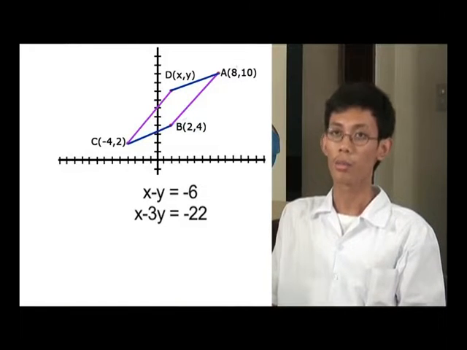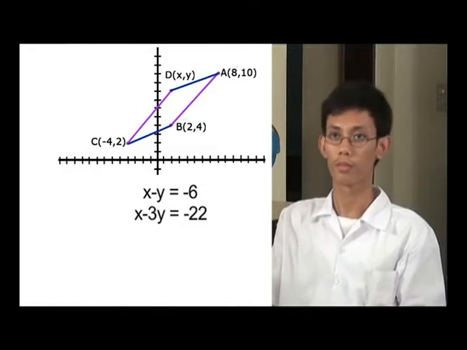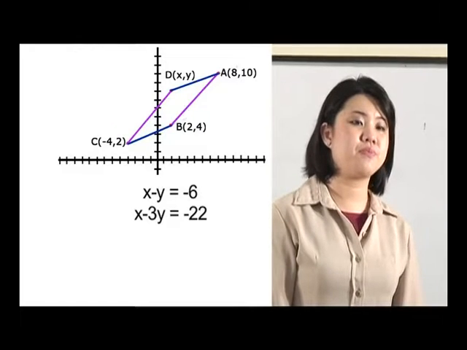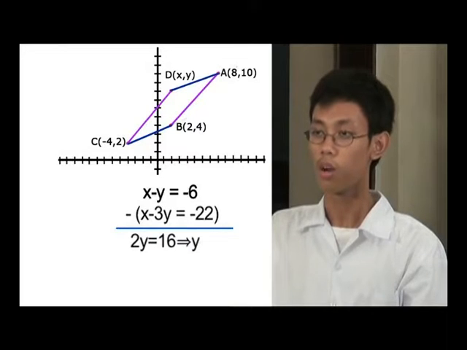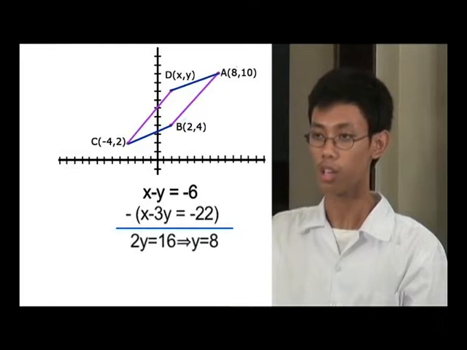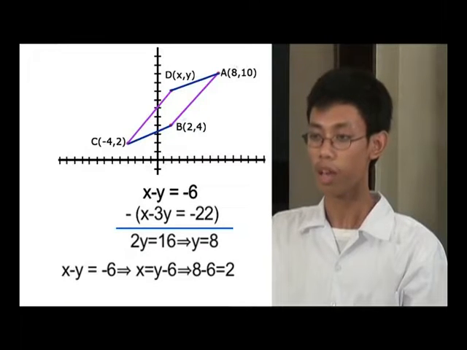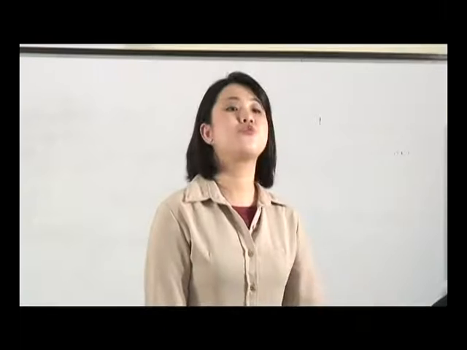Miss Michelle, may I solve it? Go ahead, Joseph. Subtracting the second from the first gives 2y equals 16, which gives us y equals 8. Then, we substitute the value of y to the equation x minus y equals 6, giving us 8 minus 6 equals 2. Thus, the coordinates of D are (2, 8). Very good, Joseph.